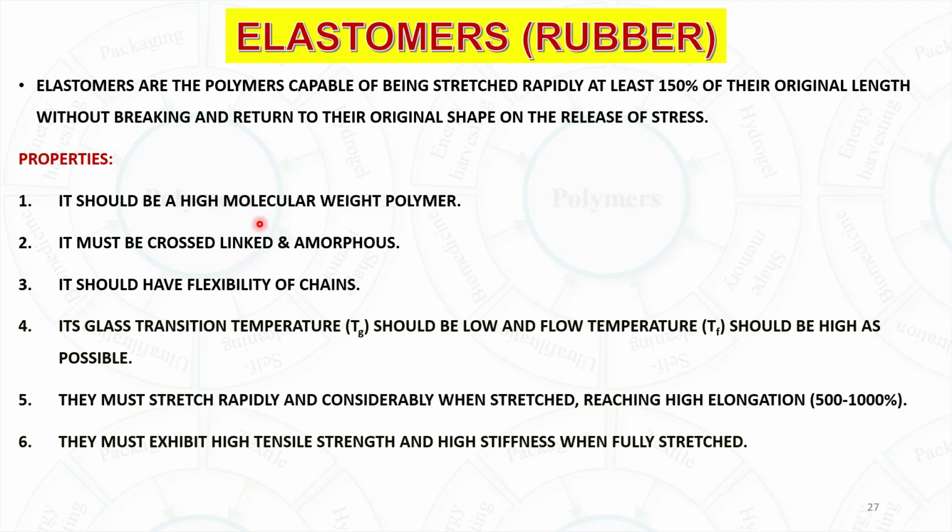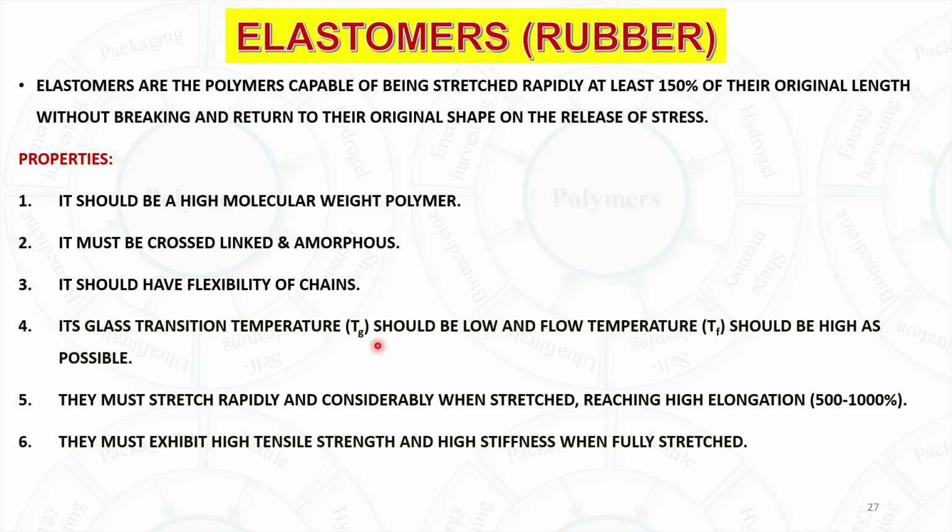See, without cross-linking, it is not possible for an elastomer to stretch without breaking. So this cross-linking is very, very important, and there is a process to give the cross-linking to the polymer as well. And number 3, these polymers should have very high flexibility of the chain. Definitely, when they have high flexibility of the chain, only then you can stretch them without breaking. Number 4, the glass transition temperature of the elastomer should be very, very low, and the flow temperature should be as high as possible.